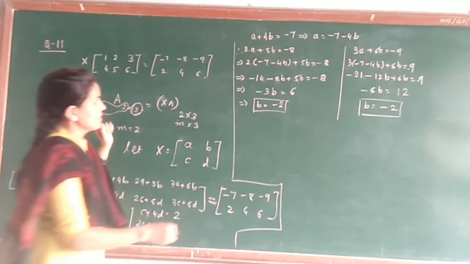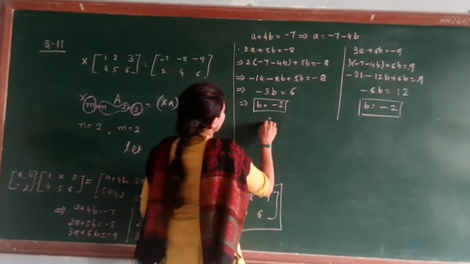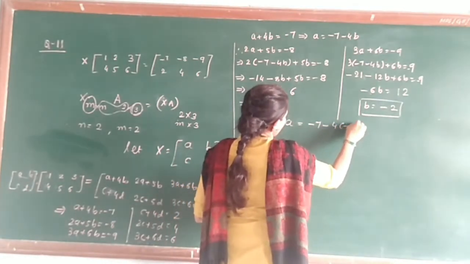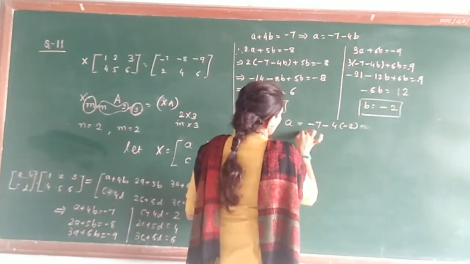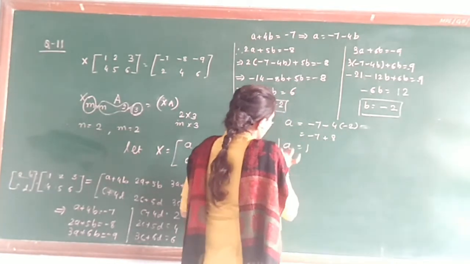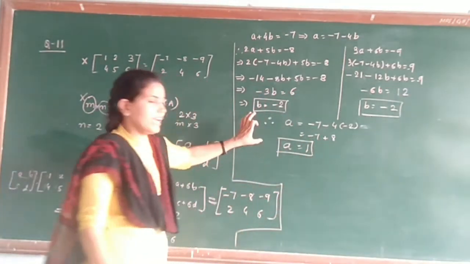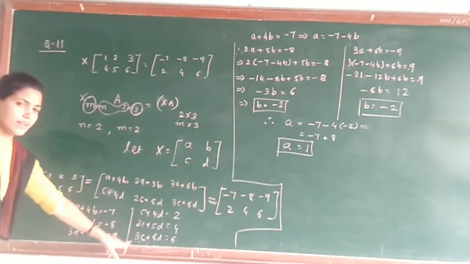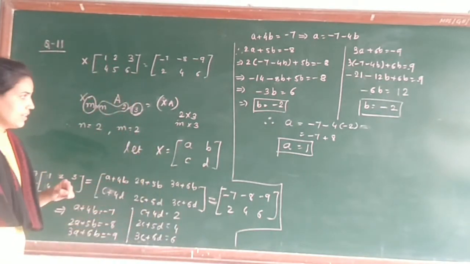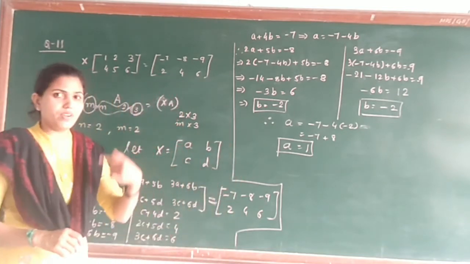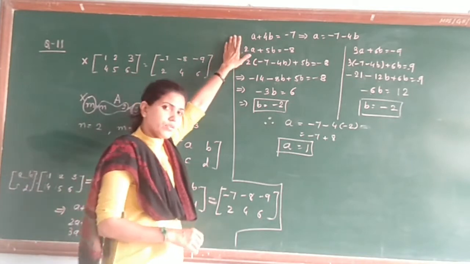So now a is equal to minus 7 minus 4b. So minus 7 minus 4b, that is minus 7 plus 8, so 1. So you are getting a and b. Similarly, you have to solve these three, so you will get c and d. Now c and d for these three, I am solving and giving to you. You have to solve in a similar way.